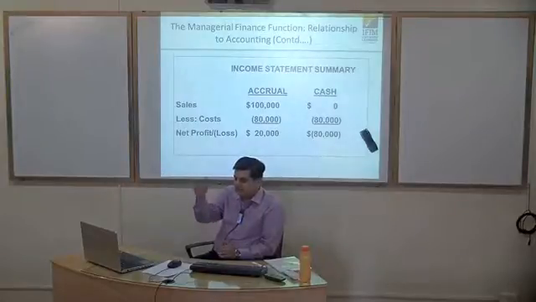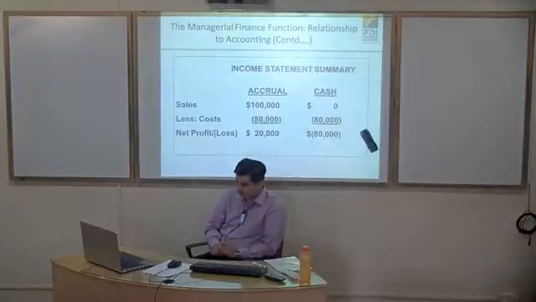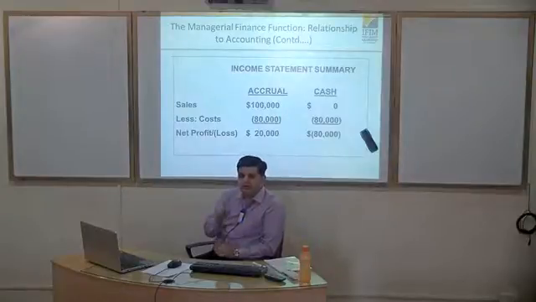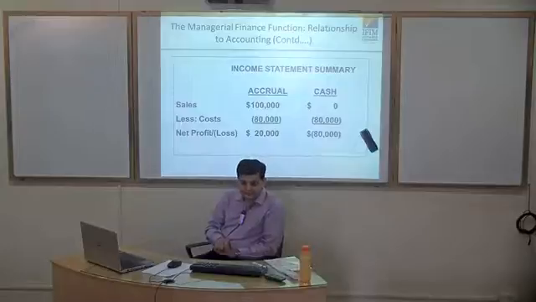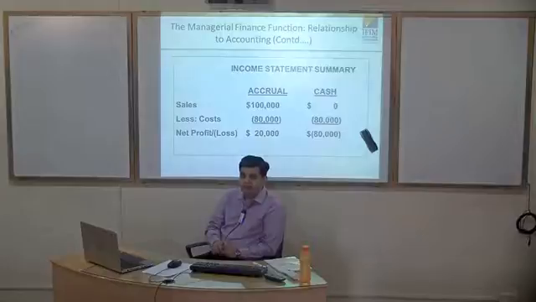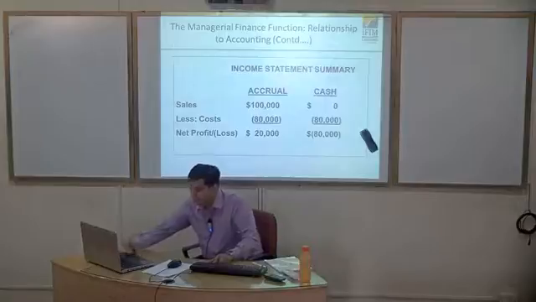Then on cash, if it is understood as cash received, we will not say that we have made any sales because we have not got any cash. At the same time, we deduct the $80,000 that we have spent as costs. So on accrual basis, we end up having $20,000 as profit, whereas under cash, we end up having an $80,000 loss. Yeah, you are able to see the difference.